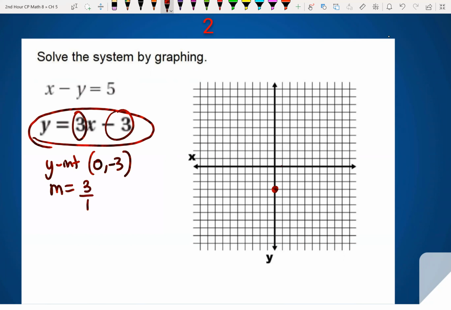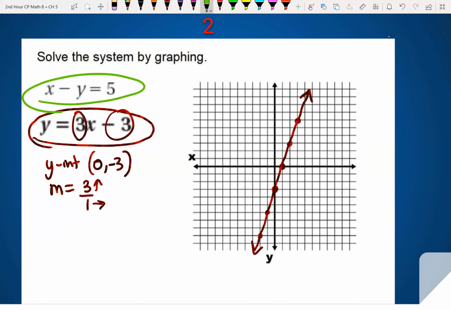So we'll go up 3 to the right 1, because our rise is 3, and we always go to the right. And we'll repeat that a few times. Do the reverse and go down 3 left 1 a couple times. And then take a ruler or straight edge object and draw your arrows in line.